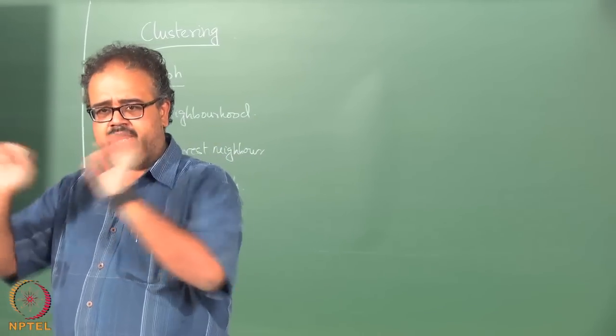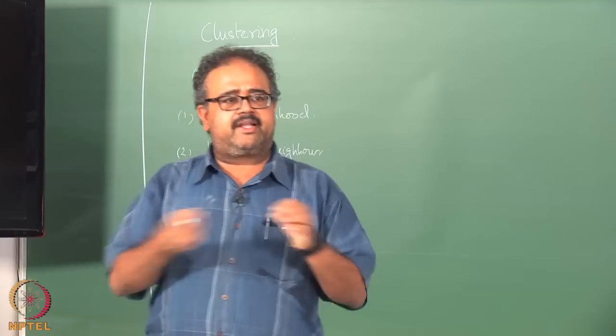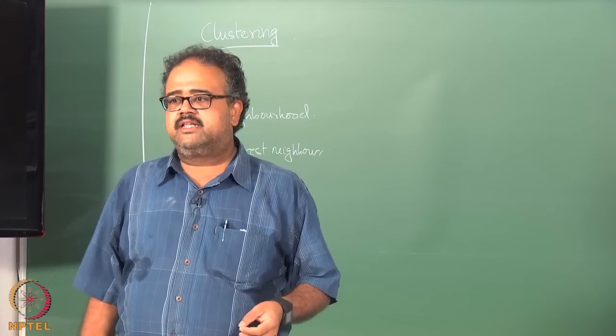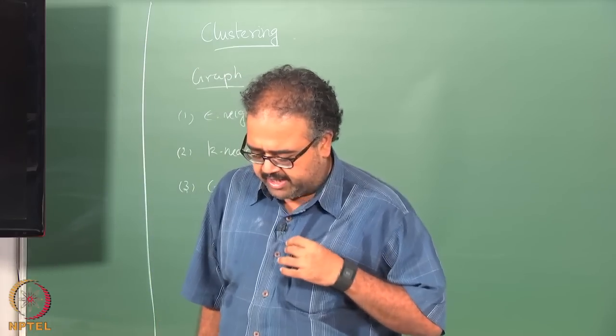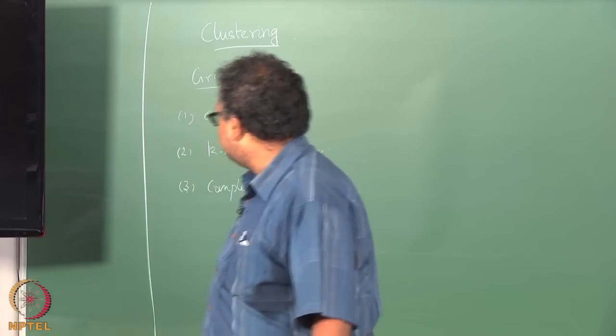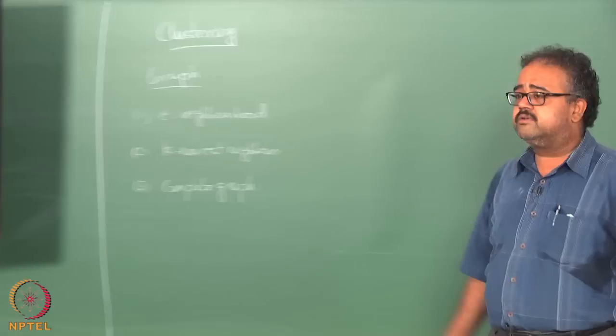So that means every point A and B will get connected. If they are very very far away, they will be connected with a very small weight, but still they will all be connected, okay. So these are the three ways in which people typically take the data that you have and convert it into graphs, okay.